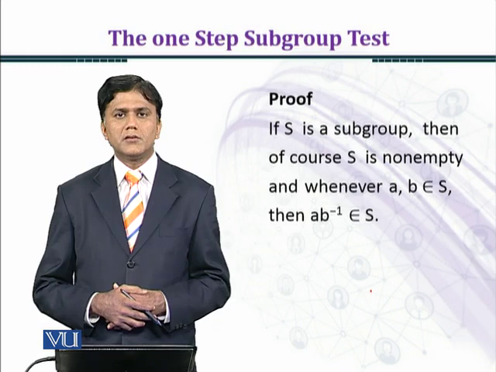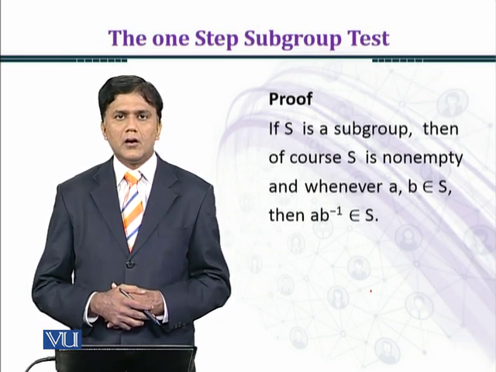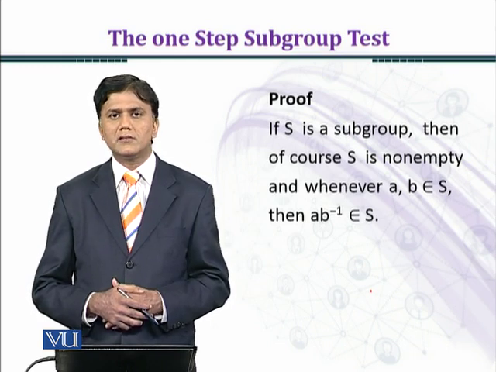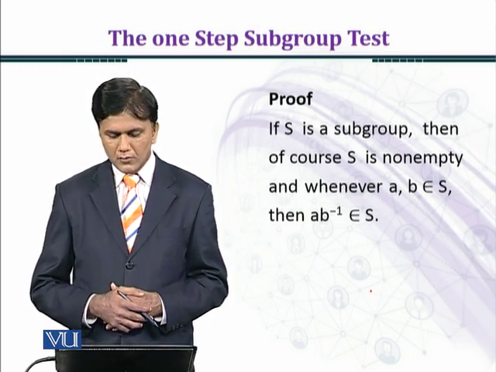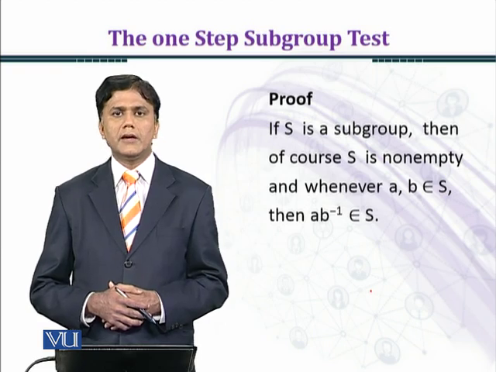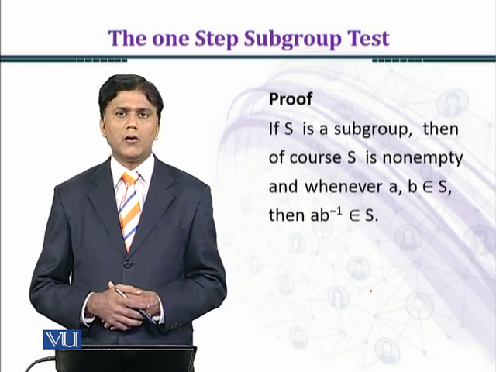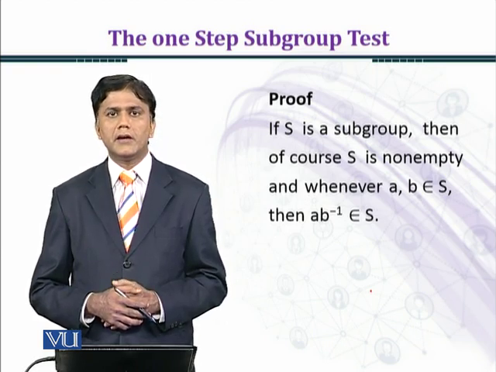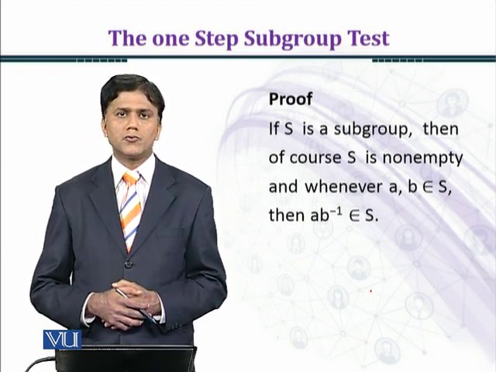Now we prove this result. To prove this result, we have to establish the necessary and sufficient condition. First, we assume that S is a subgroup of G, and we need to prove that a b inverse belongs to S.